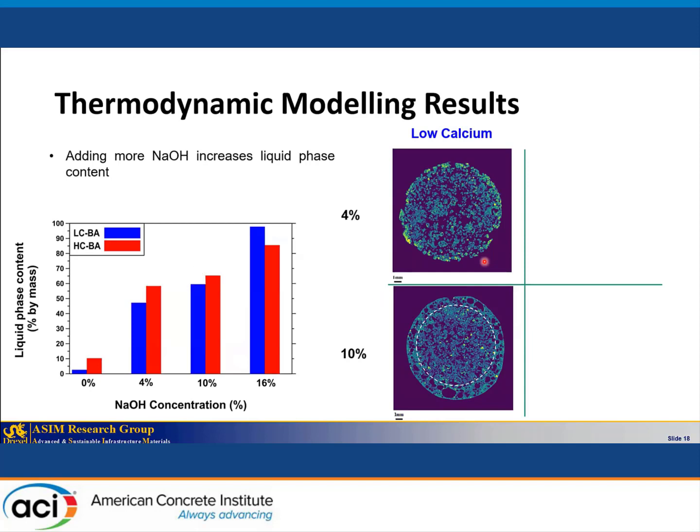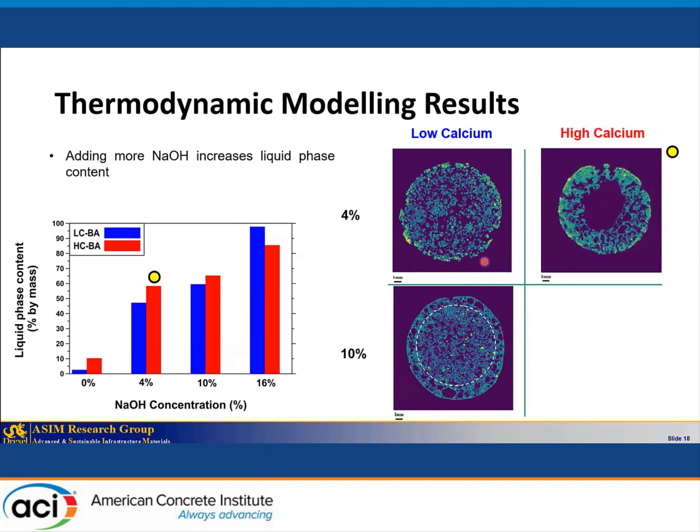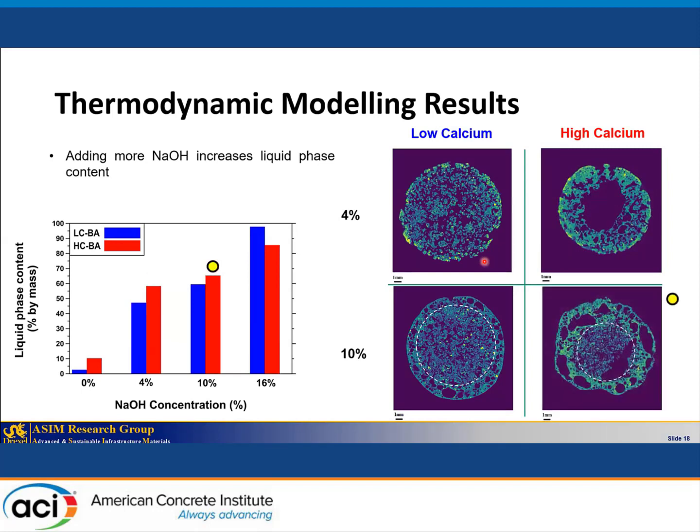We did the same X-ray computed tomography for high calcium. You can see the 4% and 10%. Below that, the observation was that those type of pores were formed in both the 4% and 10% for high calcium here. So correlating this observation with the liquid phase content, it suggests that if we have more than 50% liquid phase in the lightweight aggregate, we can make sure that the type of pores which help with the bloating mechanism is going to occur in the system.